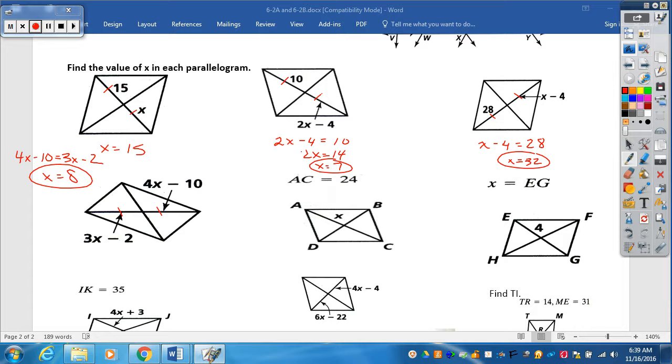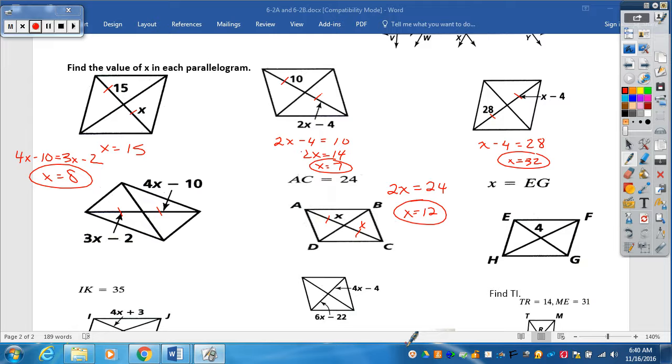Okay. In this next problem, if I go ahead and show the diagonals bisect each other, we know that AC is 24, so you could go ahead and do 2x, or x plus x equals 24, but x is going to be half as much. Okay, so x is a length of 12. Okay.